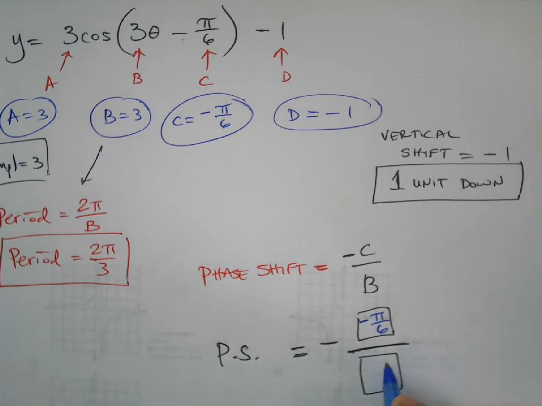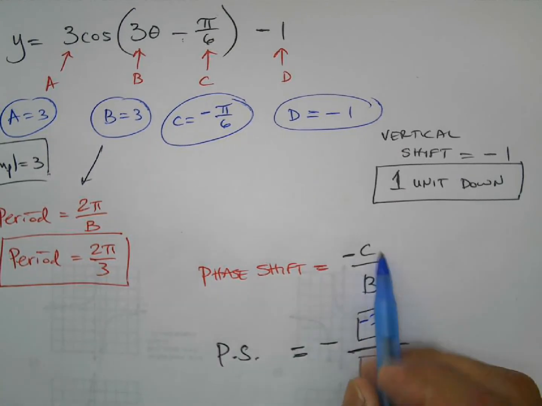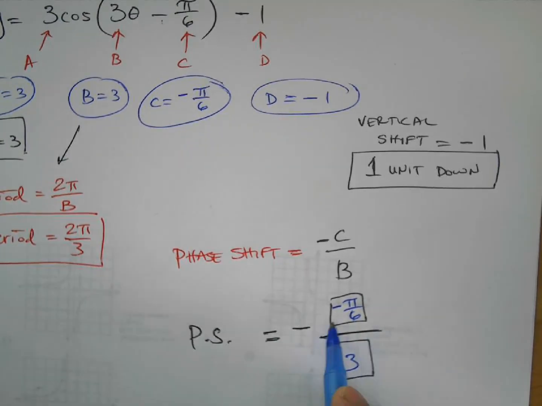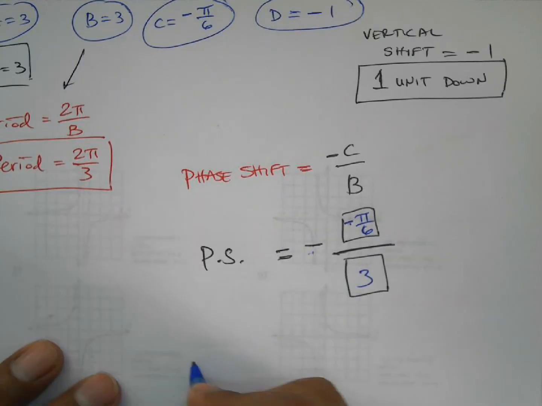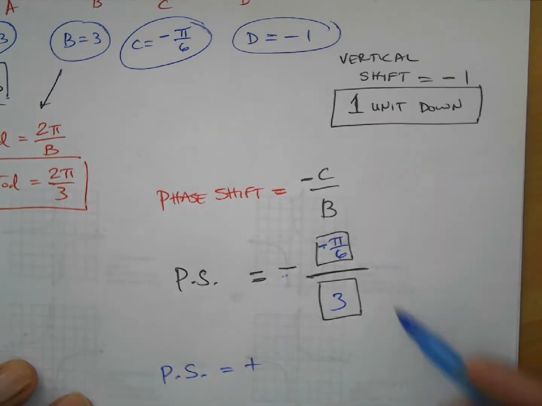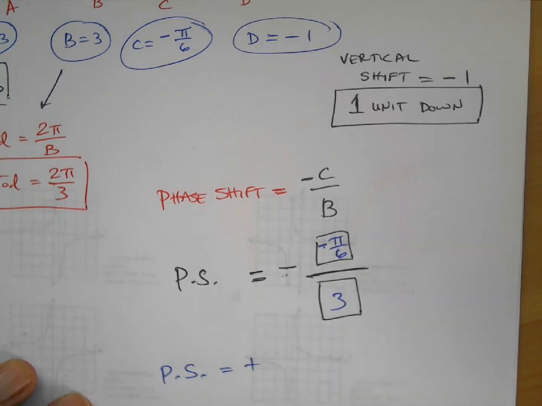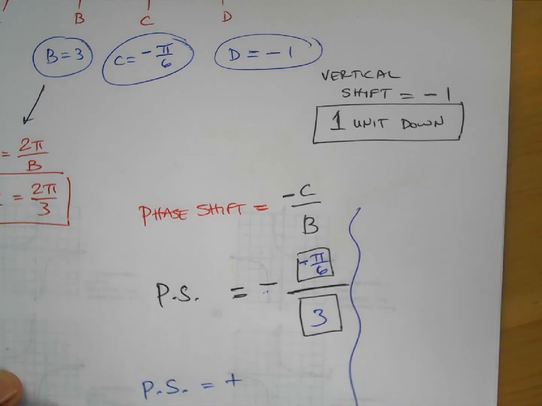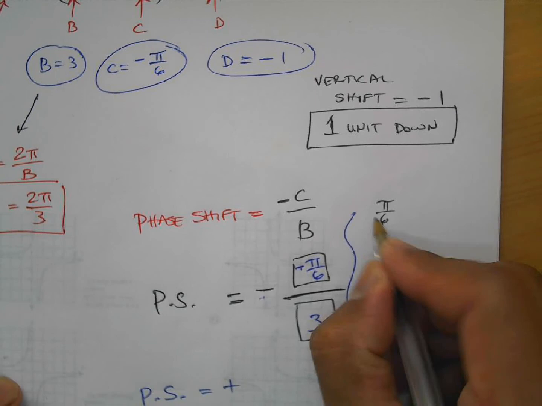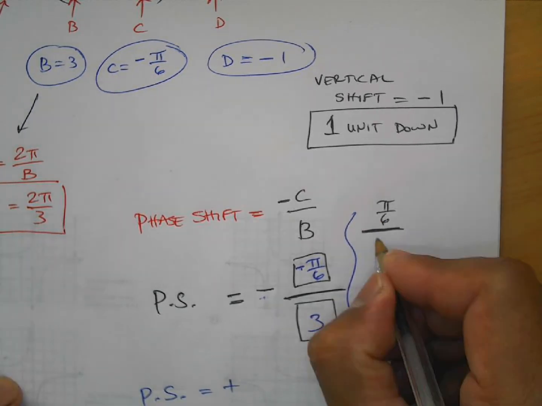And 3 for B. C is negative pi over 6, B is 3. Well, obviously this negative and this negative are going to make it positive. My phase shift is going to be positive something. Now I have to do this work. How do I do this? Pi over 6 divided by 3.